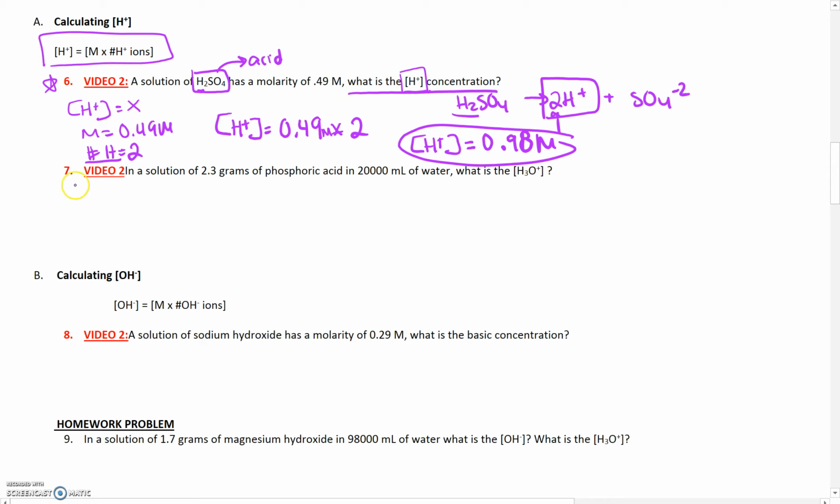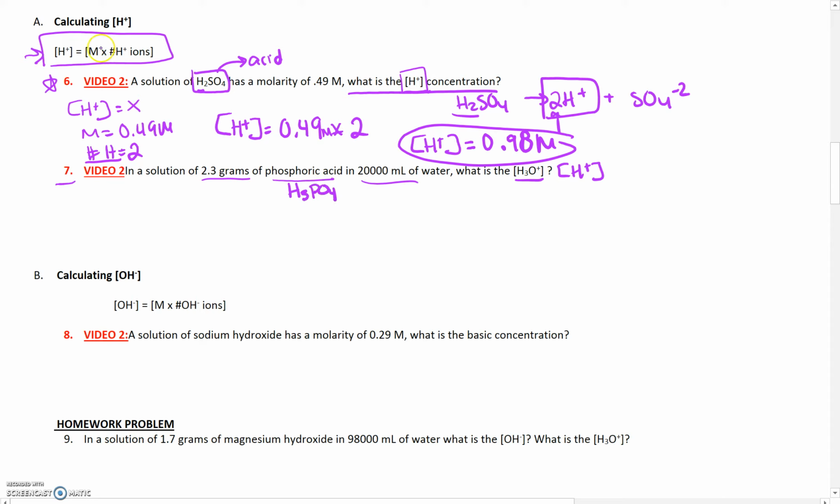Okay, the second problem, number 7, says we have a solution of 2.3 grams of phosphoric acid in 200 milliliters of water. It's asking for our H3O+. If you remember, H3O+ is the same thing as H+. They are synonyms for each other. So we're still just finding our H+ concentration, so we can use this formula. Well, we want to make sure our compound's an acid, which it is. It's phosphoric acid, which would give us the formula H3PO4.